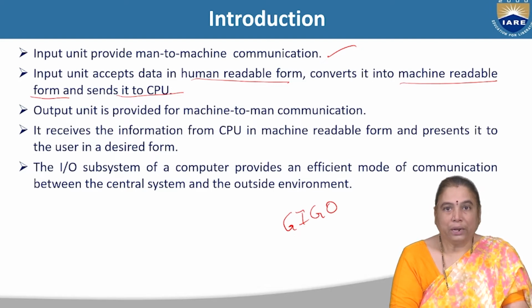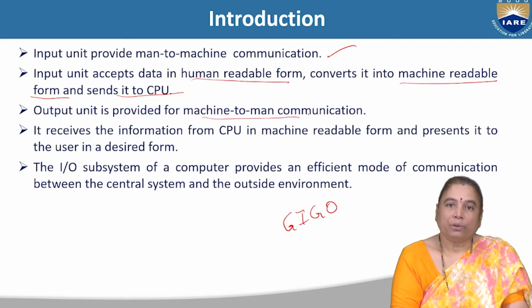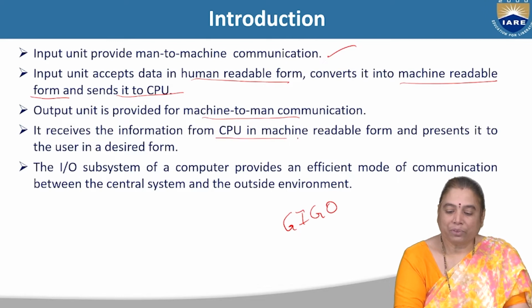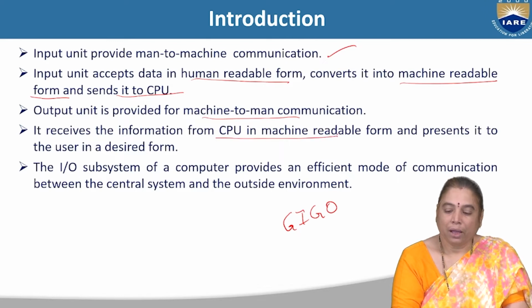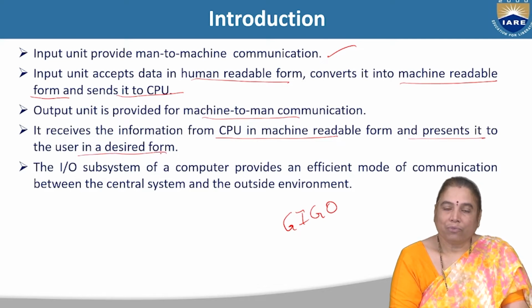The output unit is provided for machine-to-man communication. After processing, information produced from the computer can be presented in user understandable form with the help of output devices. That's why the output unit provides machine-to-man communication. It receives information from the CPU in machine readable form and presents it to the user in a desired, user understandable form.